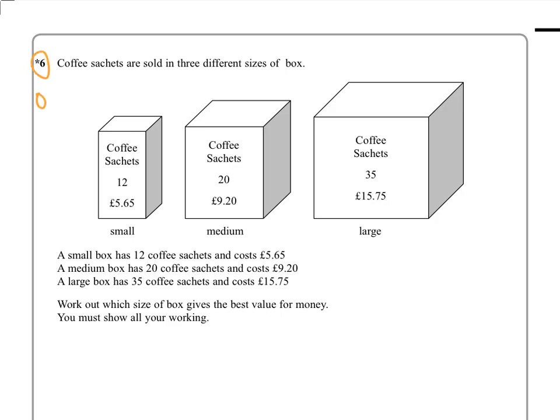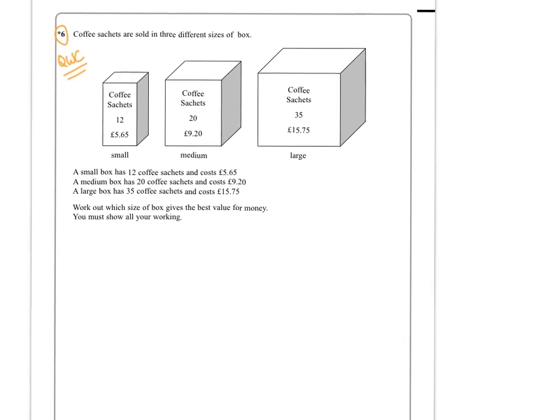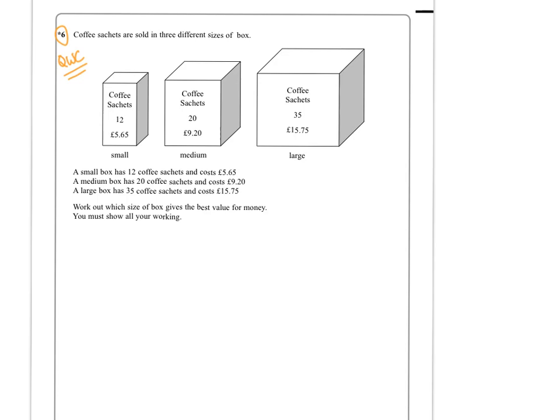Here we've got a quality of written communication question again, and we've got to work out which of the coffee sachets is the best value for money. So we just have to set our work out really clearly. Now, this is a calculator paper, so feel free to use your calculator, but I'm just going to explain it without to start with. So for the small, we would have £5.65 for 12 sachets. So I would do 565 divided by 12.